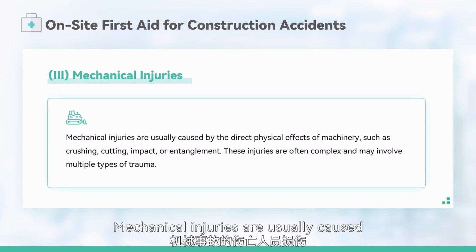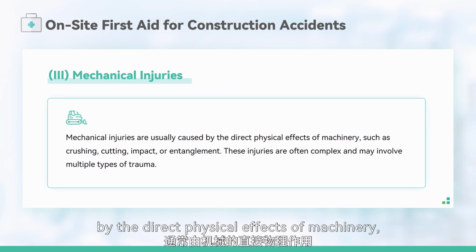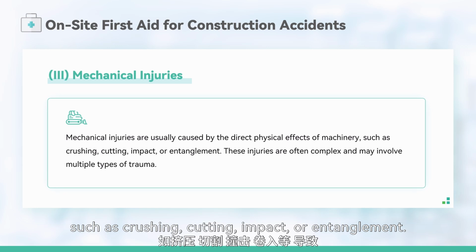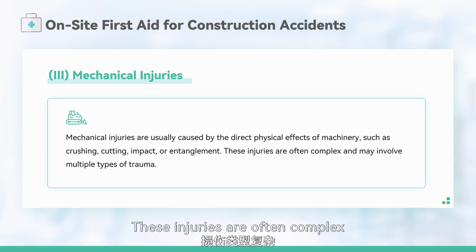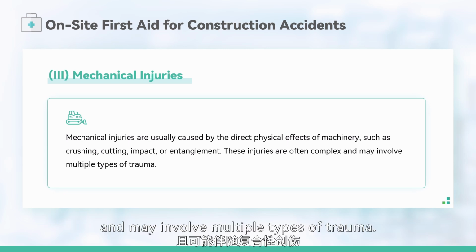3. Mechanical injuries. Mechanical injuries are usually caused by the direct physical effects of machinery, such as crushing, cutting, impact, or entanglement. These injuries are often complex and may involve multiple types of trauma.